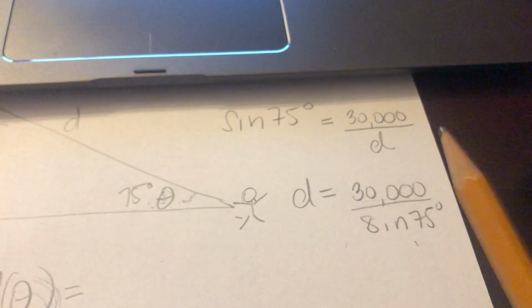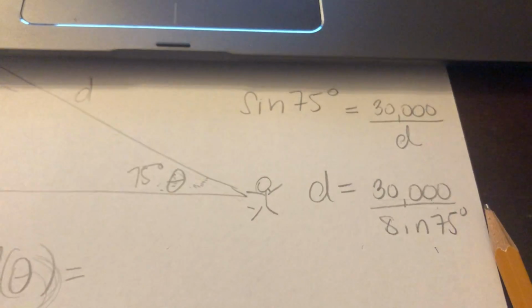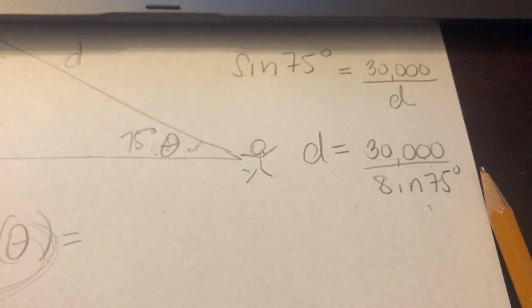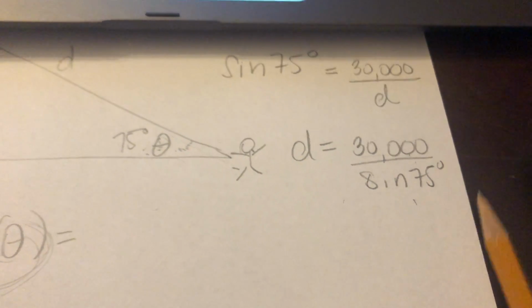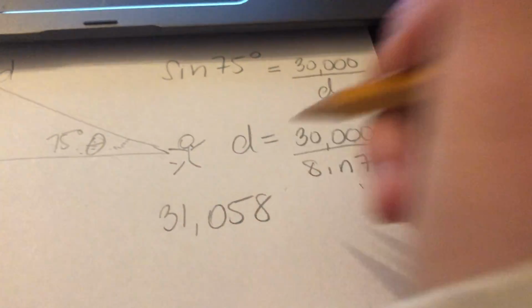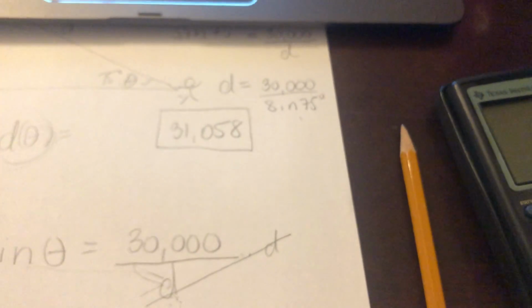I wonder if Alexa can do that. Alexa, what's 30,000 divided by the sine of 75 degrees? The answer to your calculation is 31,058.285412. 31,058? Well, if Alexa does trigonometry, then that's the answer. I'm going to check that and I'll confirm with you.